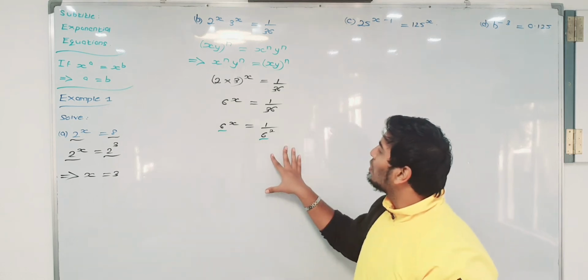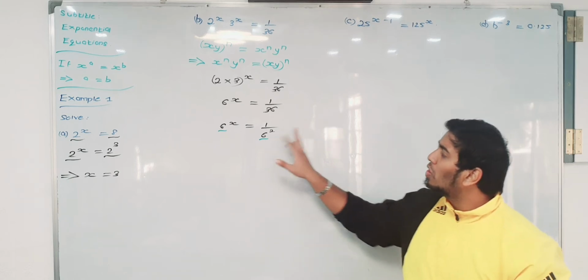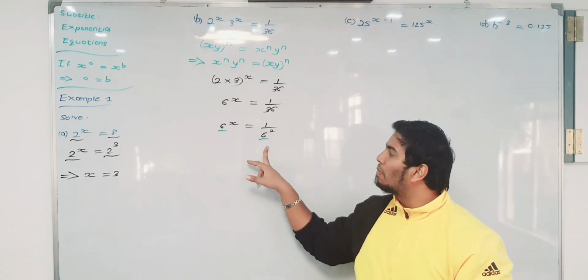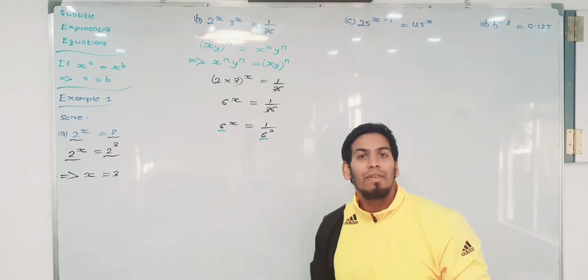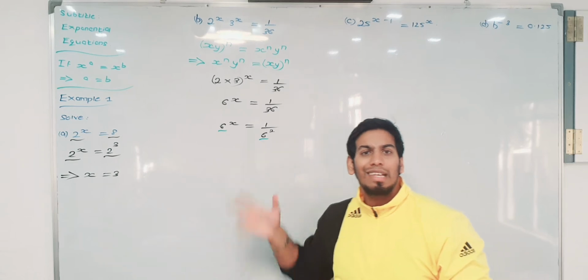So basically for this question over here, everything is good, but the thing is you can't say that x is equal to 2 because despite having the same base 6 on both sides, they're not on the same level. The 6 over here is as a numerator, while the 6 over here is as a denominator.